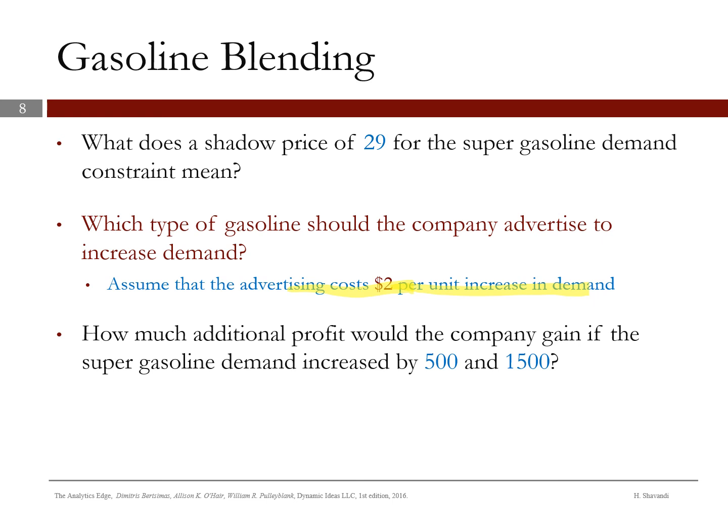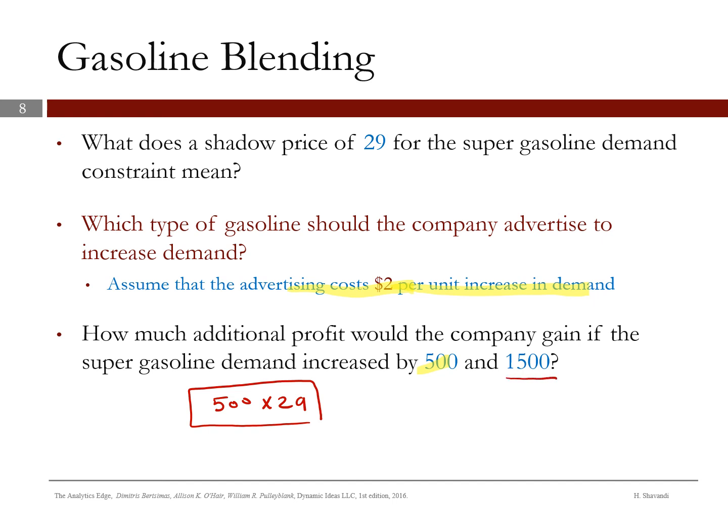Or we can use the allowable increase, I mean the sensitivity of the right hand side parameters, for our analysis, like how much additional profit would the company gain if the super gasoline demand increased by 500 barrels. In that case, since our shadow price is 29, 500 times 29 would be the amount of increase in our objective function, or total profit. And same question for 1500.